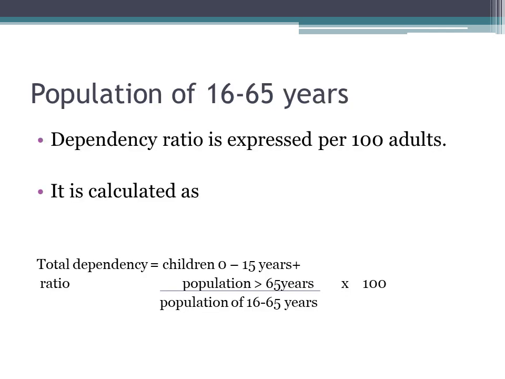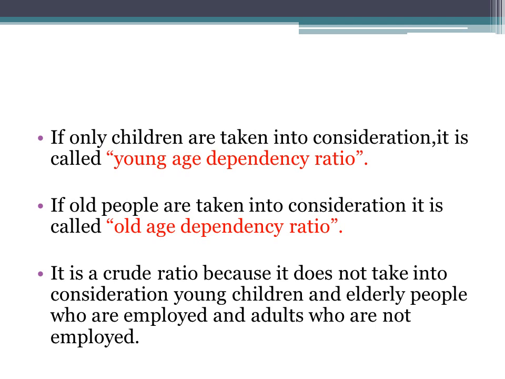Now, dependency ratio is expressed per 100 adults and is calculated by dividing the total number of dependents, that is, children from 0 to 15 years of age and people more than 65 years of age, by the population from 16 to 65 years of age. While computing this dependency ratio, if only young people are taken into consideration, the dependency ratio becomes the young age dependency ratio. And if only older people are taken into consideration, it is called the old age dependency ratio.